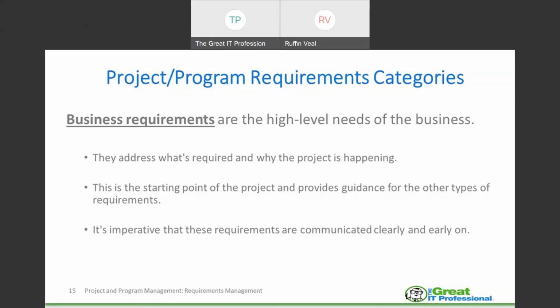When we're talking about requirements management, as we said, it's a process from the beginning to the end of the project. We want these definite and defined in detail early on in the project, and we want them maintained in that manner throughout the project.